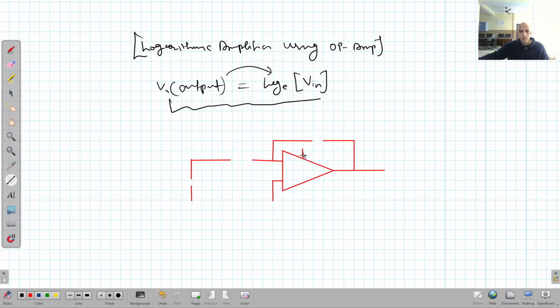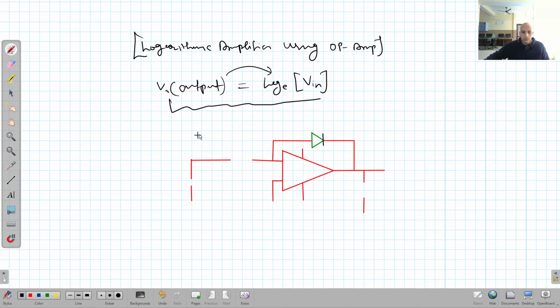Now I'm going to make the supply voltage to the op-amp, right? And this is the load resistor for taking the output, right? Here I'm going to connect a PN junction diode. This is the PN junction diode.